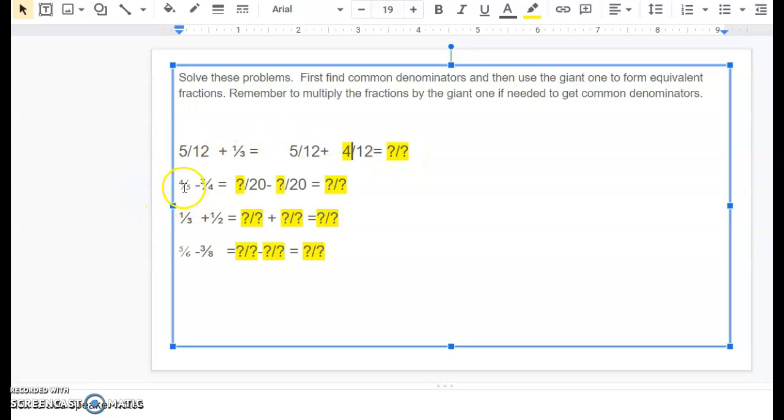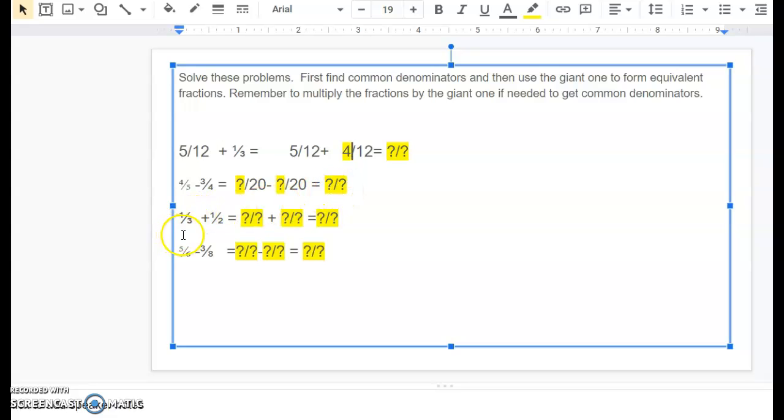For the second one, 4/5 minus 3/4, you could use 20 as your common denominator. 5 times 4 equals 20, so you also have to do 4 times 4. And then you would do 4 times 5 equals 20, so you also have to do 3 times 5, which would go in the second one, and then you just subtract the numerators to get your answer.